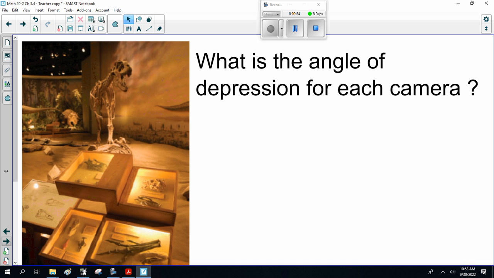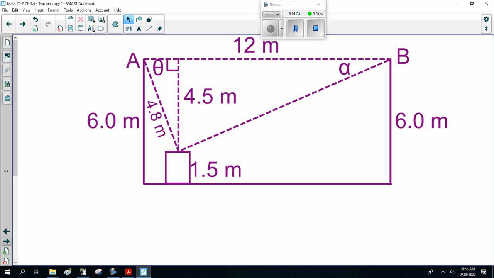Now, there's the display you're looking at. You don't want it to get stolen. Here's the question. What's the angle of depression for each camera? Now, this is a tough question until I give you the picture to go with it. And then you're going, oh, this isn't as bad. It just hurts a lot. Because if I was nasty and evil, I'd make you draw the picture first, and that would just hurt.